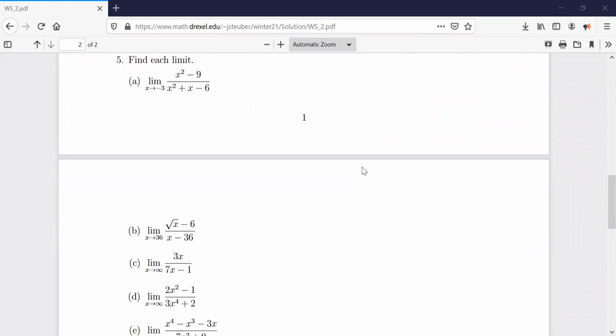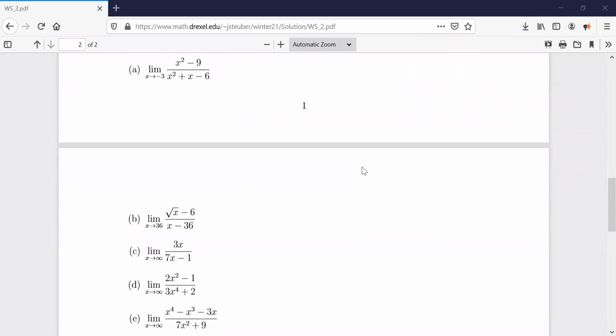So now for these, the first thing we should do is plug in the x value, and if it gives us a valid result, then that's going to be our limit. But for these, we're going to get 0 over 0. If I plug it in on the bottom, I get 9 minus 3 minus 6, which is 0, and the top is just 9 minus 9. So 0 over 0 is undefined.